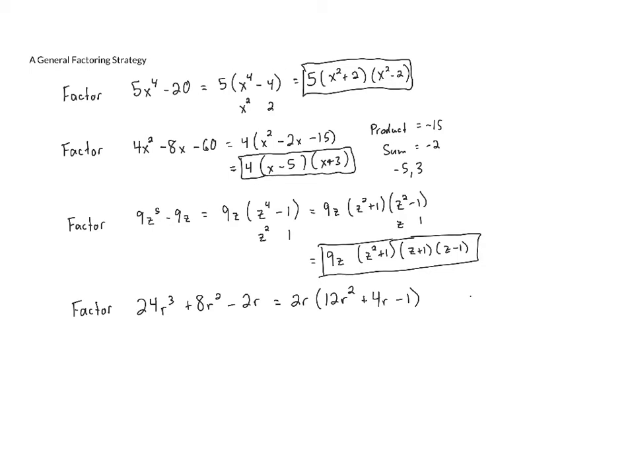Now in this case, a times c is 12 times -1, which is -12, and b is 4. So we need 2 numbers that have a product of -12 and a sum of 4. Those numbers end up being 6 and -2. So we need to split that middle term using 6 and -2 as the new coefficients.